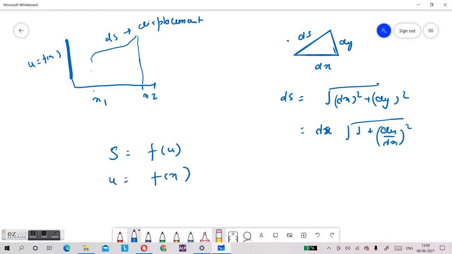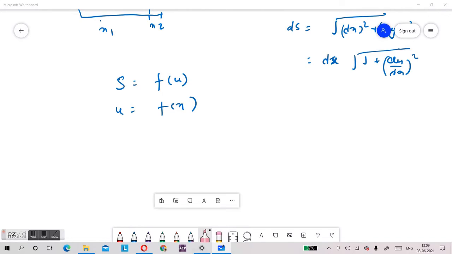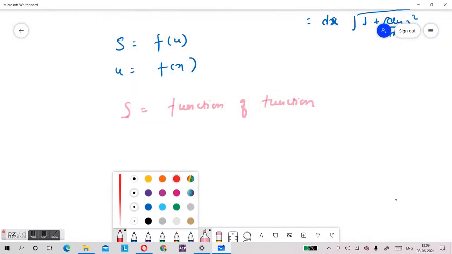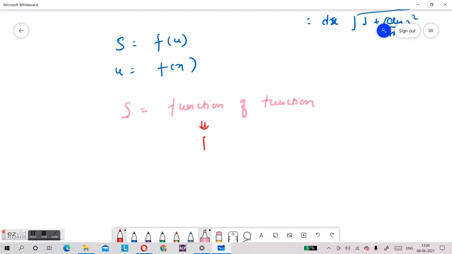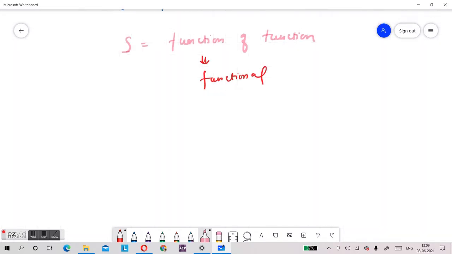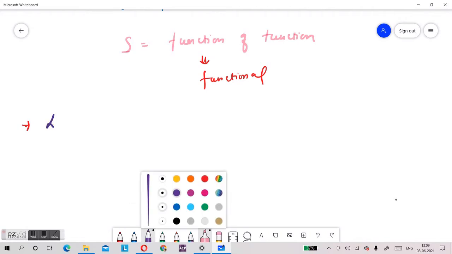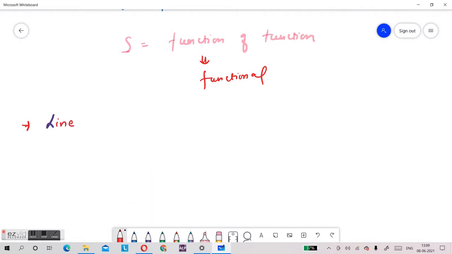So basically s is a function of function, or we can call it a functional. Similarly, our next term is linear functional.